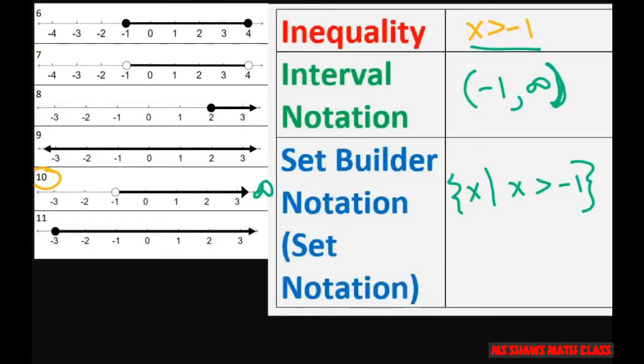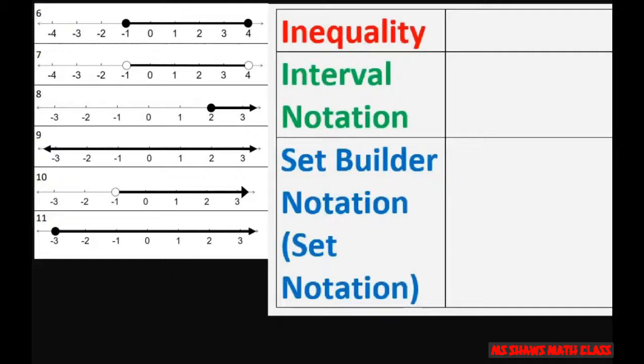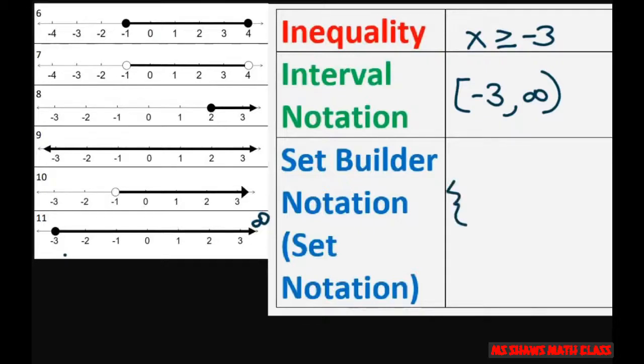And the last one is very similar, so we'll go a little quicker. This one is just x is greater than or equal to negative 3. So for the interval notation, it can equal negative 3, and it goes all the way to infinity, so close it with a bracket at negative 3 and a parenthesis at infinity. And then your set builder notation is x such that x is greater than or equal to negative 3.